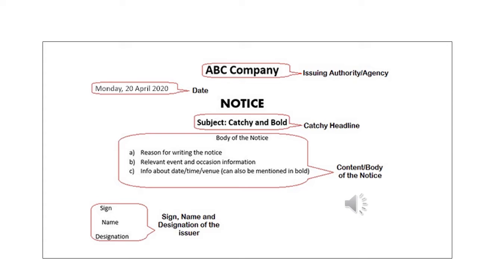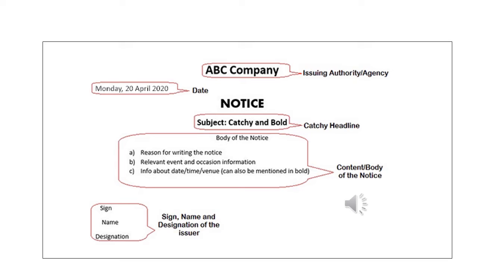As you can see here, first of all, you have to draw a box for the notice, or you can draw the box later on, after completing the notice. Then write the name of the organization or institution issuing the notice at the top, where ABC company is written.